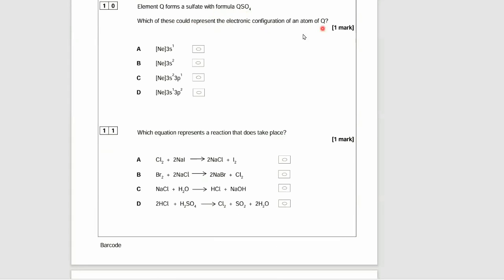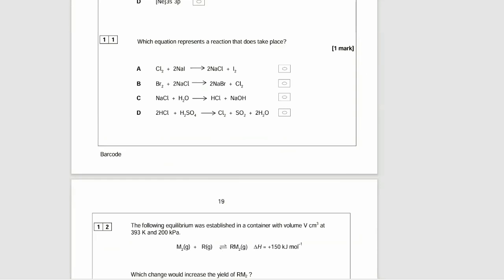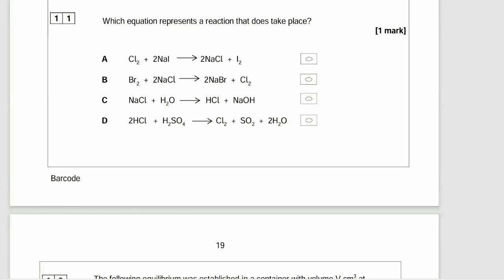10. Element Q forms a sulfate with a formula QSO4. Which of these could represent the electronic configuration of the atom Q? Well, Q must be +2 as sulfate is -2. So Q must lose 2 electrons. So which of these will lose 2 electrons? Well, it's going to be the Ne3S2. You might say, why isn't it D? Because D is 3s1, 3p2. Well, because it's only got 1 in the S, it's going to be harder to remove the 3p one there.